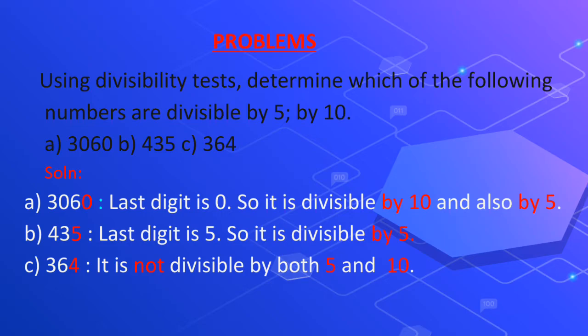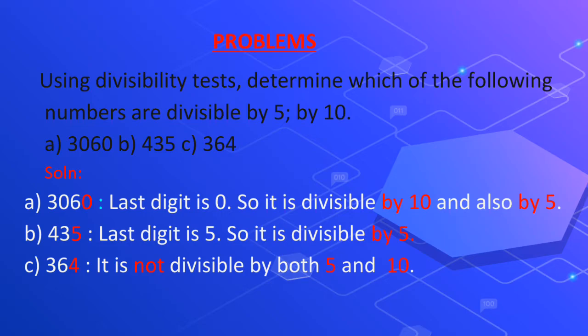Next one, 435. The last place is 5. So, we can say 435 is divisible by 5. But it will not be divisible by 10. Why? The last digit is not 0. Third one, 364. The last digit is 4. So, it is not divisible by both 5 and 10.